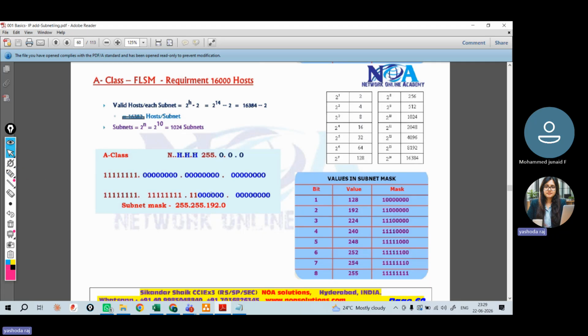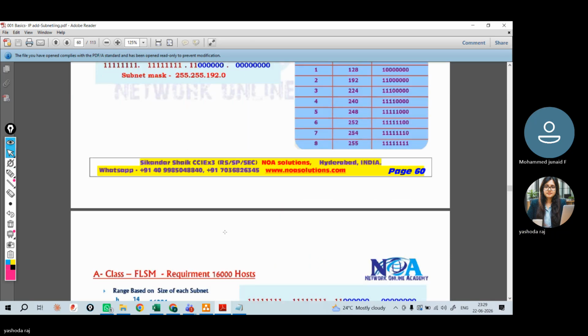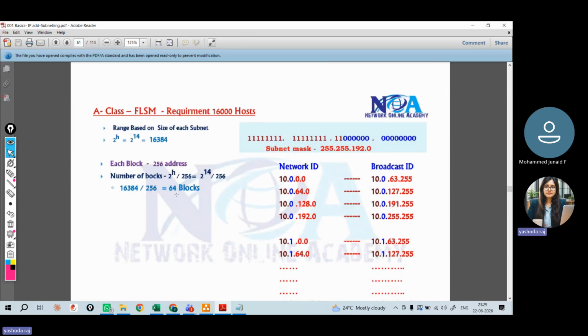Okay, so next thing. Each block consists of 256 addresses. You got to know, in class C, 192.168.1.0 to 1.255 means in one block, 256 IP addresses I will be getting. This is for sure you got to know, right? So now, number of blocks is 2 power h divided by 256. That means 2 power 14 divided by 256. You get 64 blocks in one network, right?